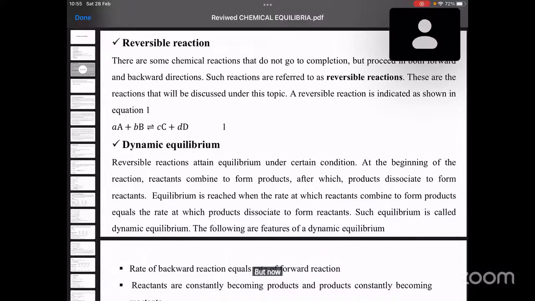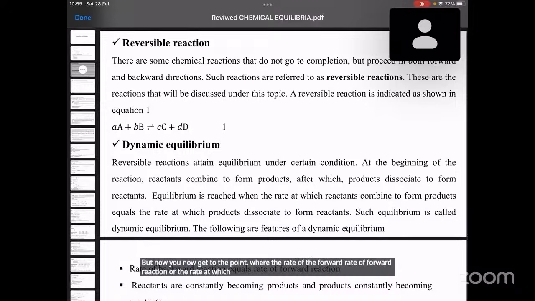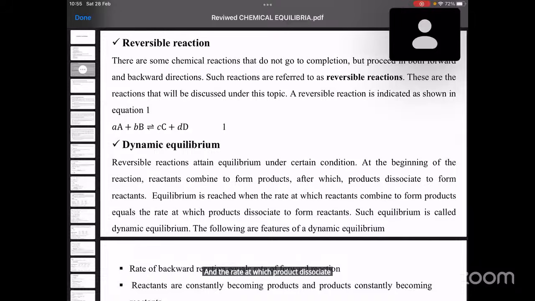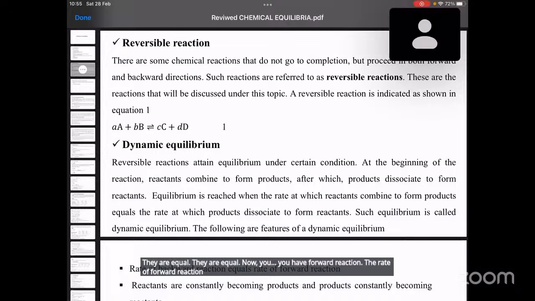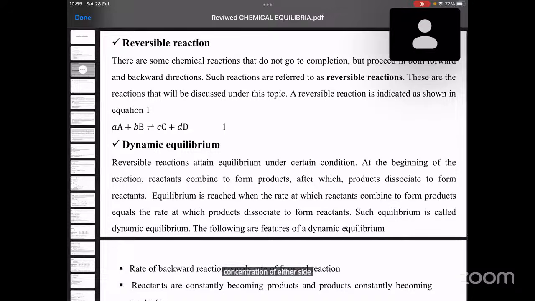But now you get to a point where the rate of the forward reaction, or the rate at which the product is formed, and the rate at which product dissociates to form reactant, are equal. The rate of forward reaction equals the rate of backward reaction. At that particular point in time, the concentration of either side will not be increasing again.